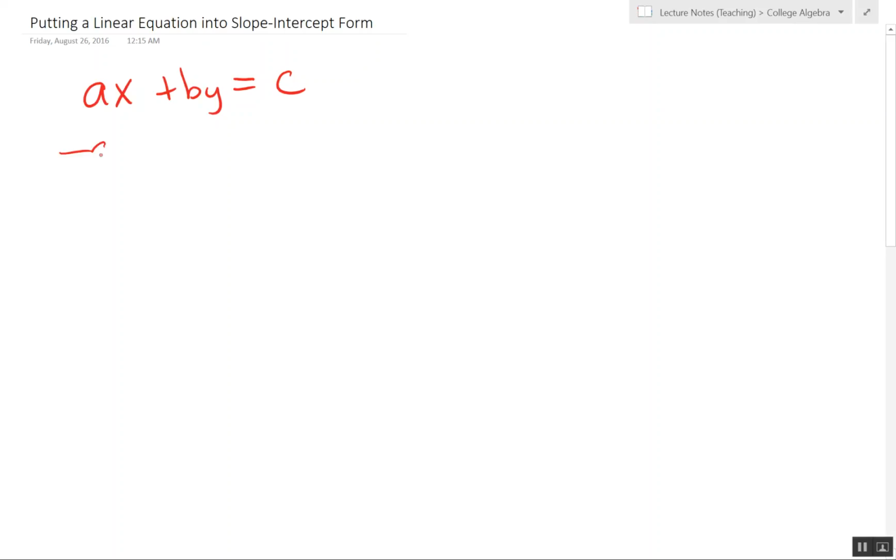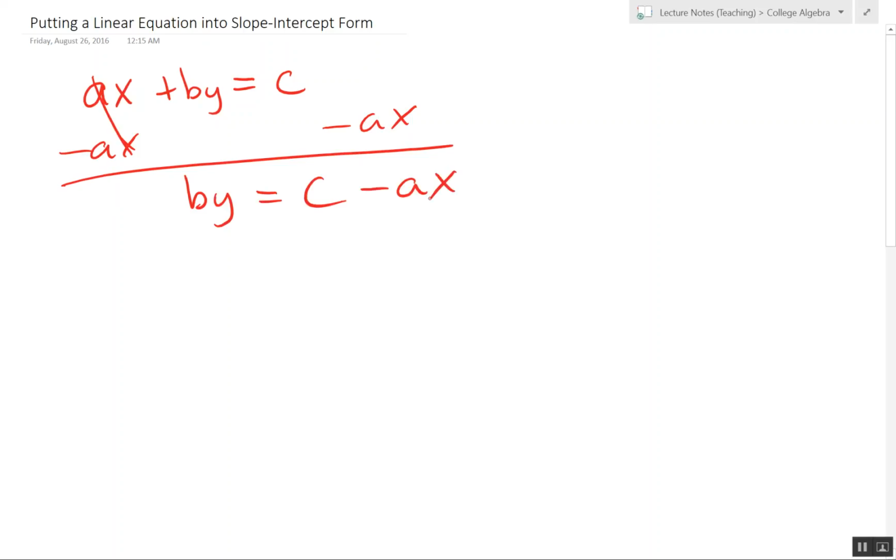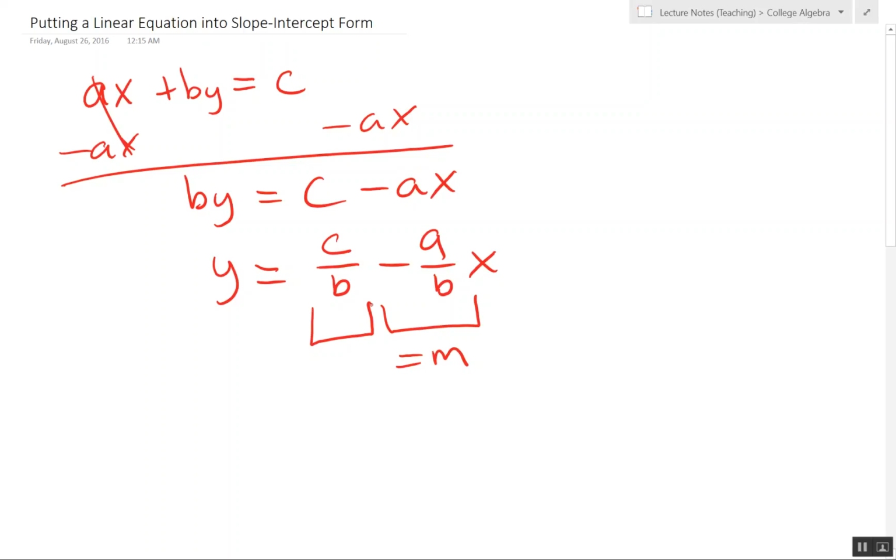We're going to subtract ax from both sides. So these two cancel, and I get by equals c minus ax. Dividing both sides by b, I get y equals c over b minus a over b x. Well, this negative a over b x turns out to be equal to the slope of the line. And this value, c over b, this is the y-coordinate of the y-intercept.